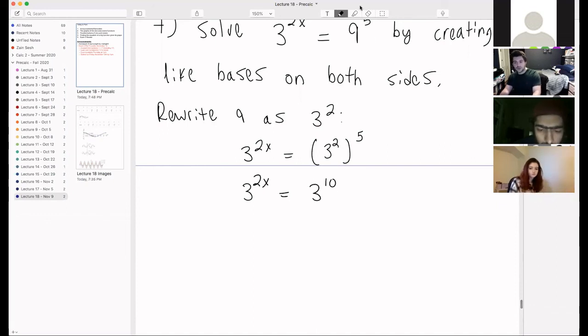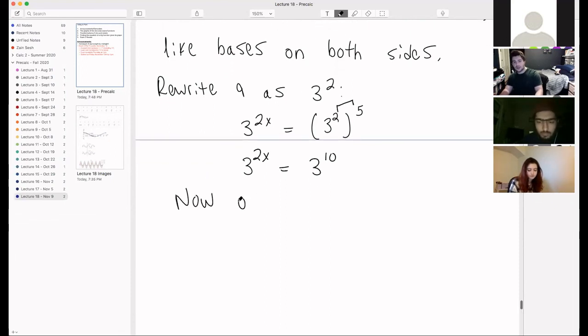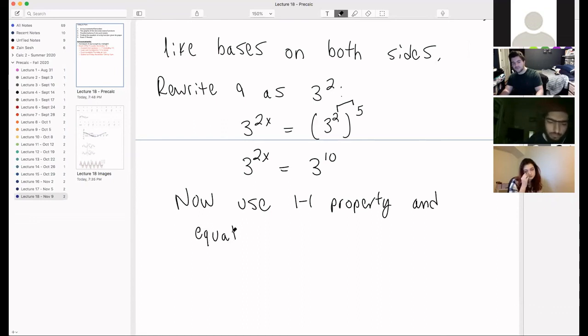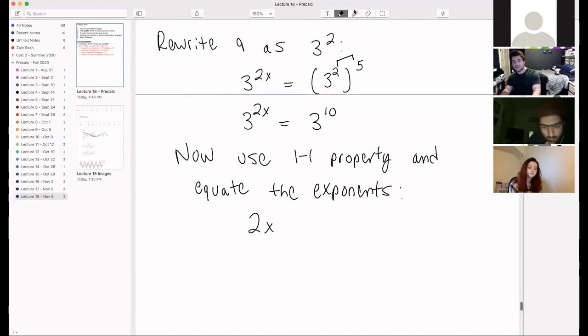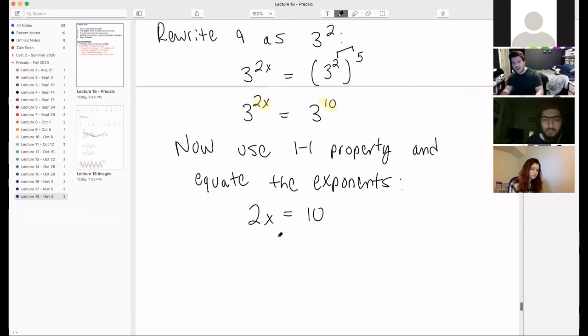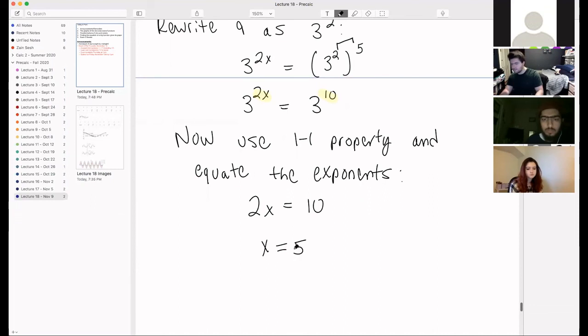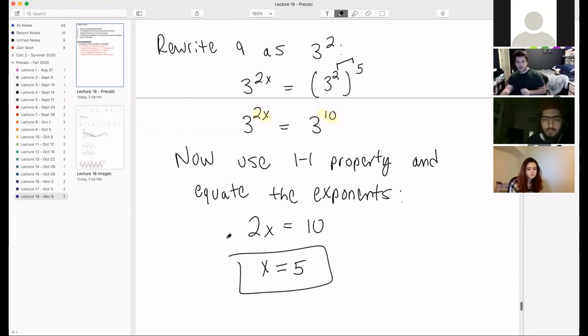Do you guys see how I can multiply these two exponents together and it becomes 3 to the 10th? Now use the one-to-one property and equate the exponents. So you solve. The exponents here are 2x and 10. You solve 2x is equal to 10, and this will give you a solution of x equals 5. There we go. Any questions on this?